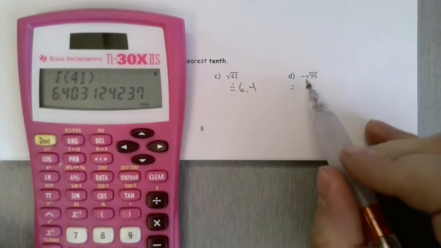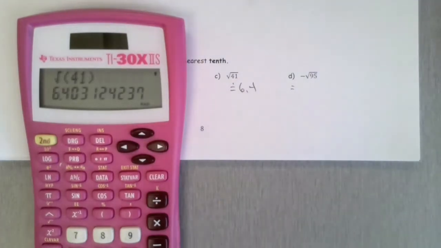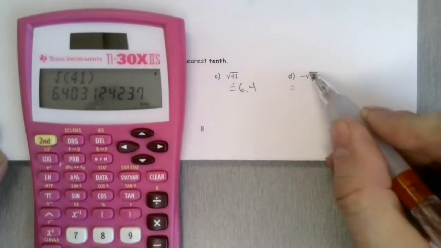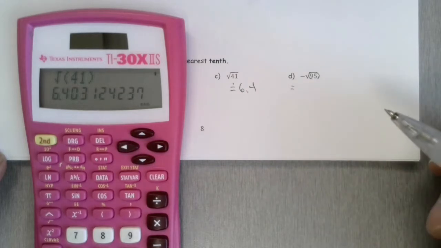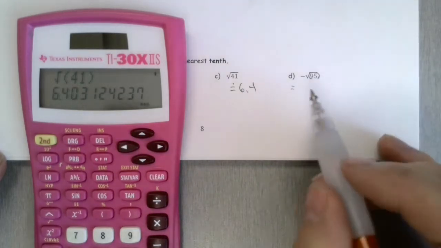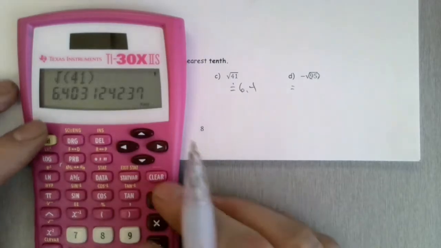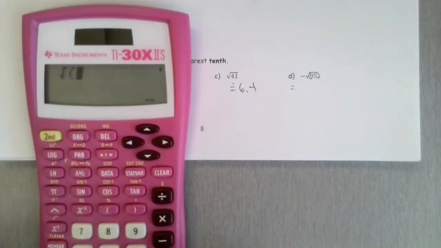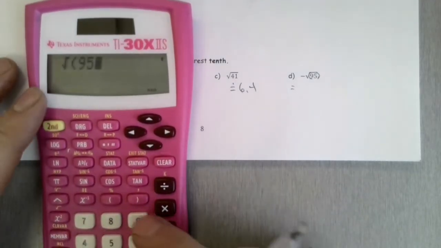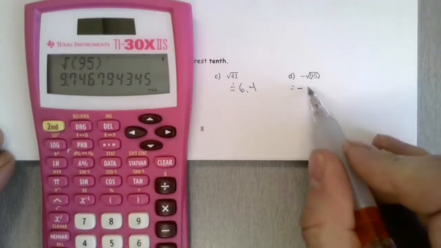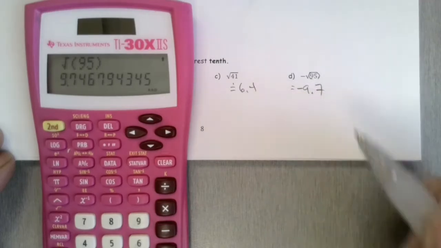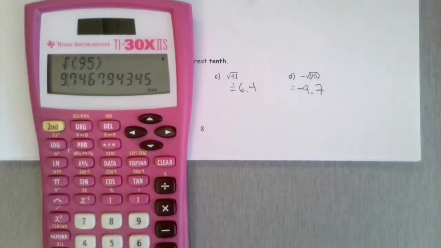Now for this one over here, that negative is outside the square root. So the negative is actually going to happen later. Remember, just like I said here, that bar over top implies a set of parentheses around that, which means I'm going to do that first. So I'm going to clear that, press second x squared to open that up here, put 95 in, close it, and I know that that negative is going to happen after the fact, and that this will round to 9.7. Okay, so that's how you'd use your calculator.